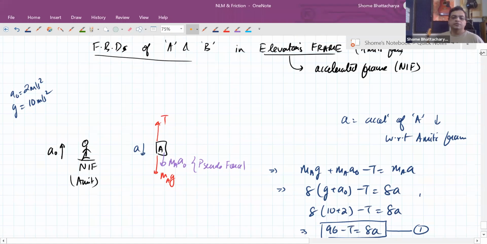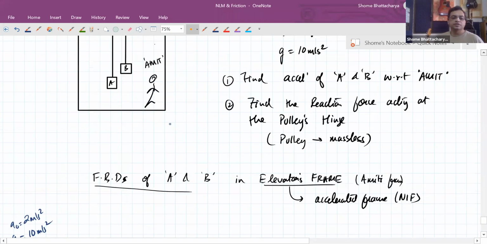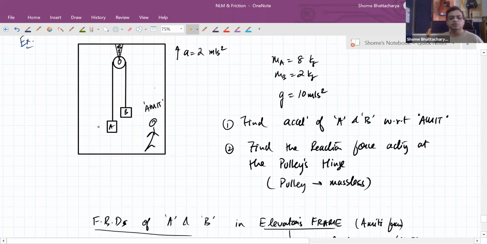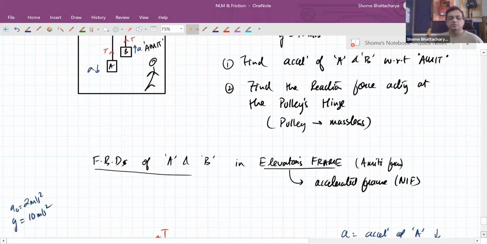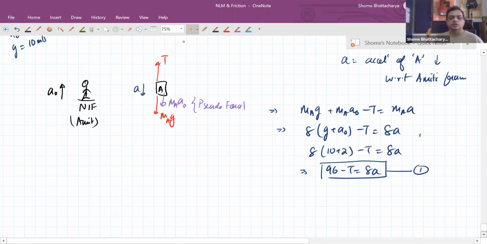So, going back to this, you can see that with respect to this guy, A is a heavier block, so it will be coming down with some acceleration a. This will be going up with some acceleration a in his frame, because in his frame the pulley is at rest. In his frame, the tension is acting like this. So now let's look at B's free body diagram, again in Amit's frame.